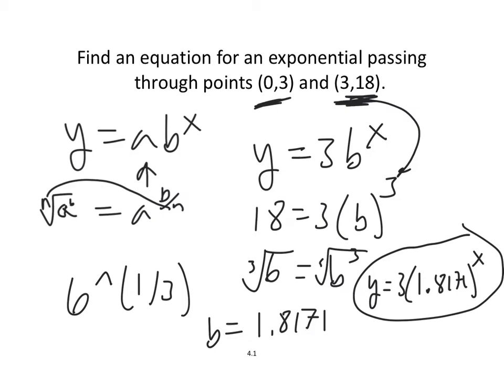What if I wanted to ask you, what's the growth rate? How much is this equation growing by? I know it's a growth because this is over 1. And so if I think about 1 plus r being b, well, doesn't r have to be 0.8171 or 81.71%? So that's what that's growing by. It's a good, healthy growth rate.